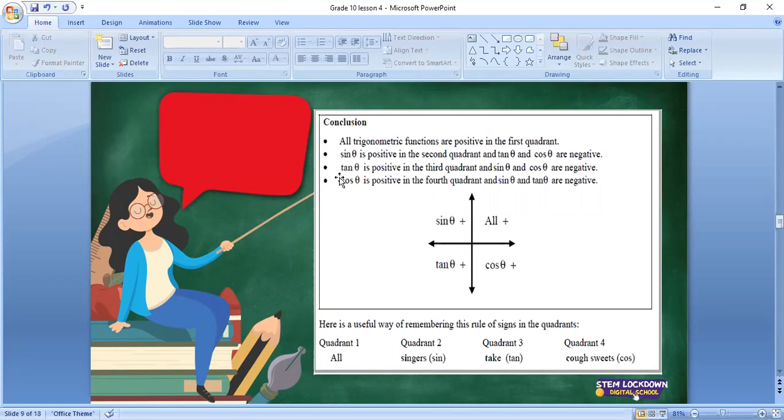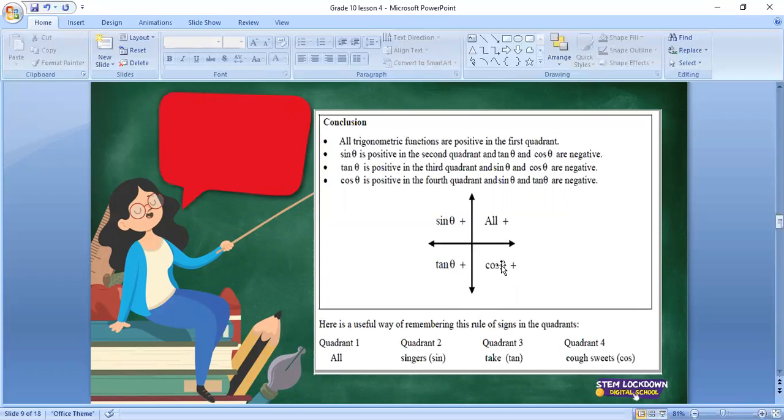Right. And for the third quadrant, the third bullet, tan theta is positive in the third quadrant. Only tan theta is positive in the third quadrant, and sine and cos theta are negative. In your third quadrant, only tan is positive. Meaning if you find the tan of any angle between 180 and 270, the tan of such an angle will be positive, but the cos and the sine of such an angle will be negative. Okay.